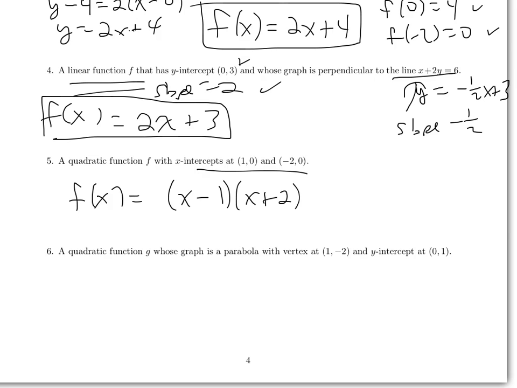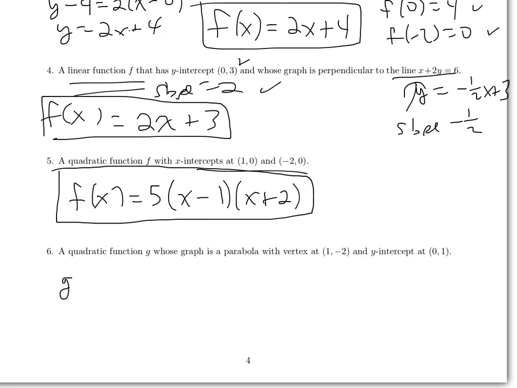And if you check, when you plug 1 in for x, you'll get 0. When you plug negative 2 in for x, you'll get 0. And there can be any number out here at all that you want. Put a 5 out there or a negative a half or whatever, and that'll also be okay. So this is another one where there's lots of answers because there are lots of polynomials that go through those 2 points. In order for it to determine a polynomial uniquely, I would have to be given some third piece of information, and that's basically what happens in number 6.